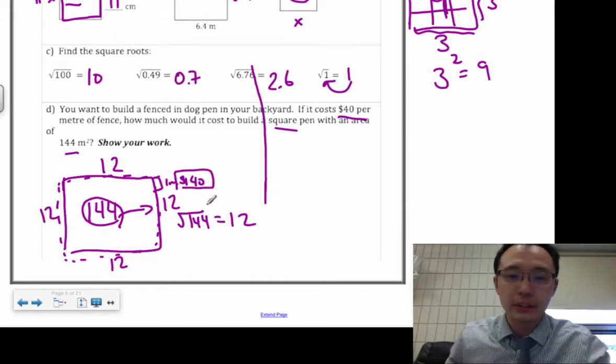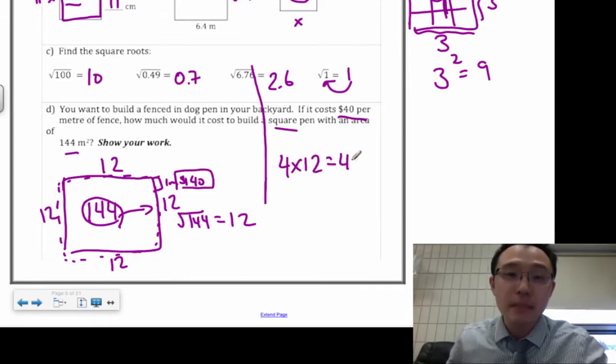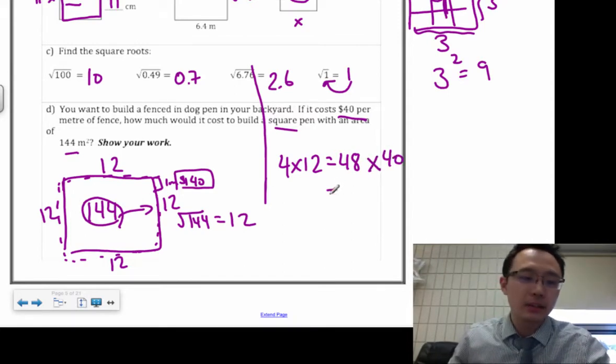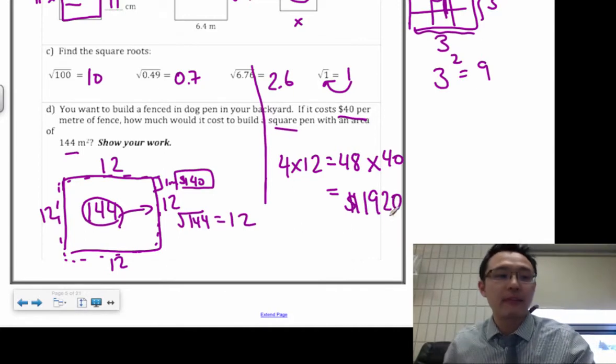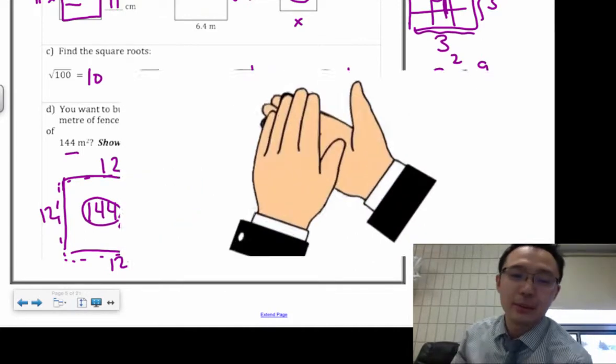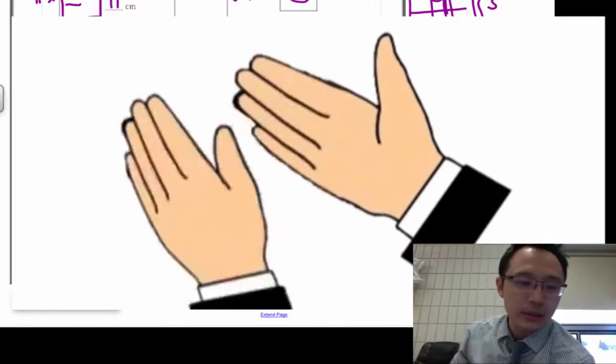Well, in order to calculate the total cost, I need to know the total perimeter around this area, all the fence required to build this. So 4 times 12 is 48. That's the number of meters around this. And since 1 meter costs $40, I multiply by that. So 48 times 40 is, wow, it's expensive to build this. $1,920 to build that fence for that dog. So there you go. That's a good practical question.